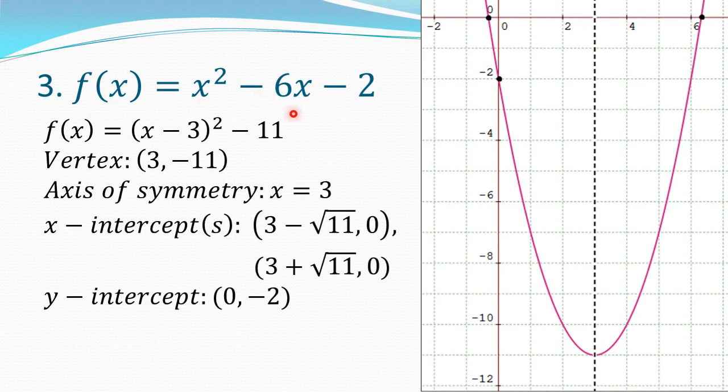So here is the summary for your number 3. F of x is equal to (x minus 3) quantity squared minus 11. We calculated that before. The vertex is at (3, negative 11). So that's this 1, 2, 3, and negative 11 is way over here. So there is your vertex. Axis of symmetry, x equals 3. Yep, it verifies. Your x-intercepts, yep, it actually intercepts the x-axis over here. And your y-intercept to be (0, negative 2).